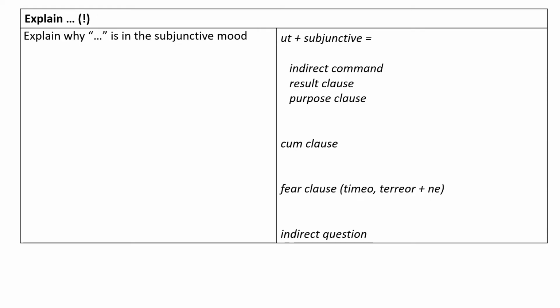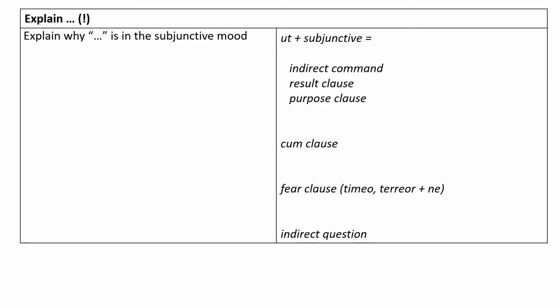A fear clause, now it's likely to be the word timeo that you're looking out for. That's on the language list as meaning to fear. There is also the verb terreo, which means frighten, and so you could have that in the passive, frightened by somebody else. So if you spot that you've got a fear verb and then it's followed by ne and the subjunctive, then that's a fear clause. The soldiers were afraid that the enemies would kill them.